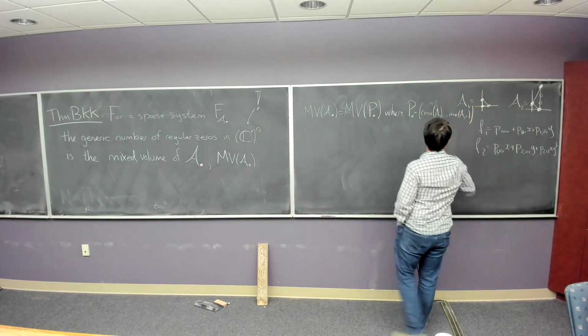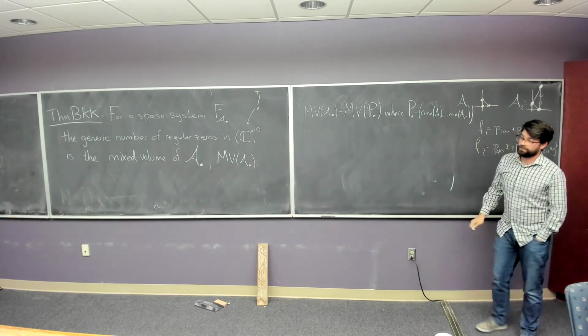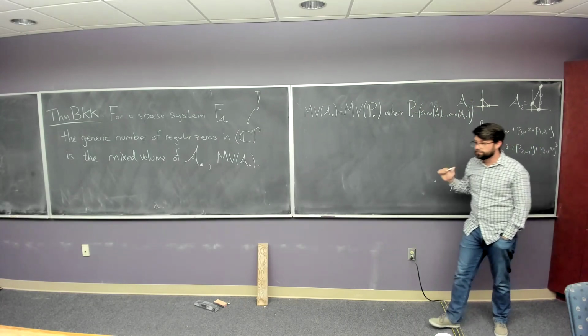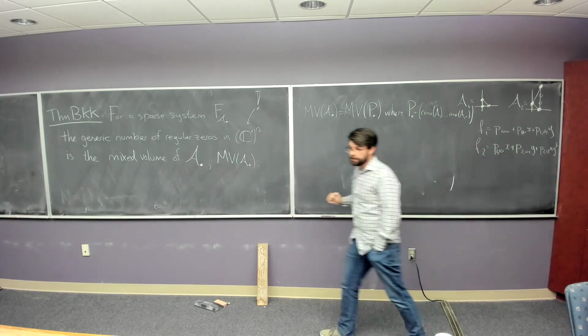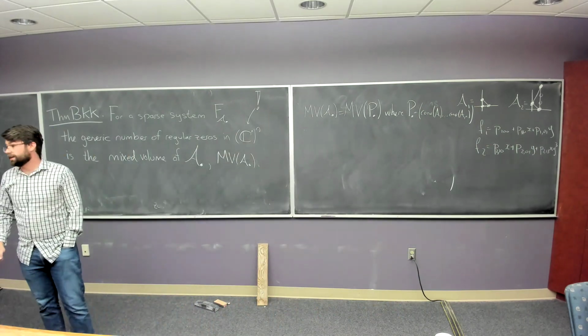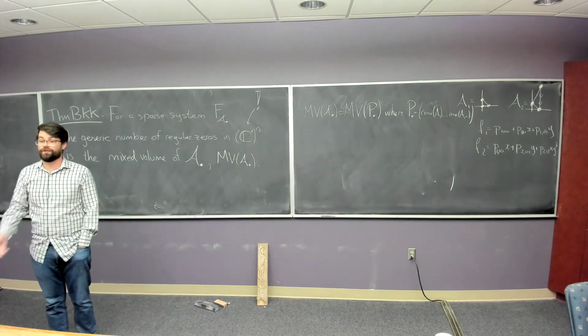Sorry about the board work here. So I'm moving a goalpost. And I'm saying the mixed volume of a collection of supports is the same as the mixed volume of the corresponding collection of polytopes you get when you take all of those convex hulls.